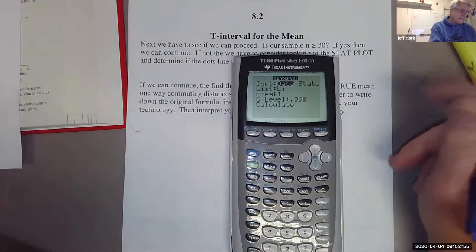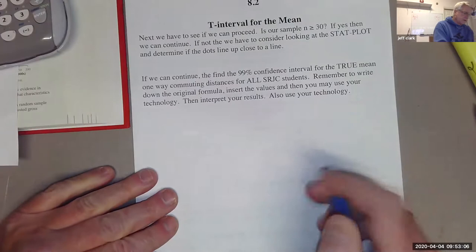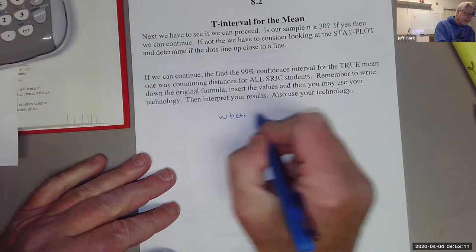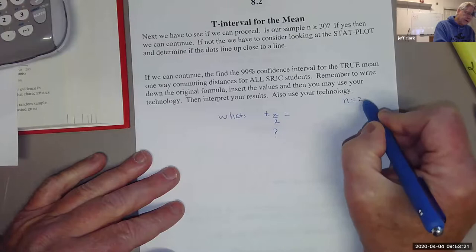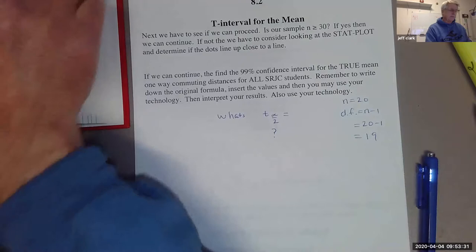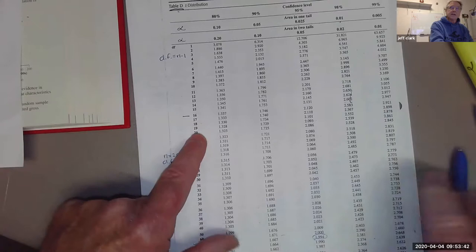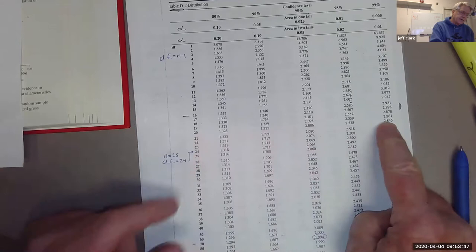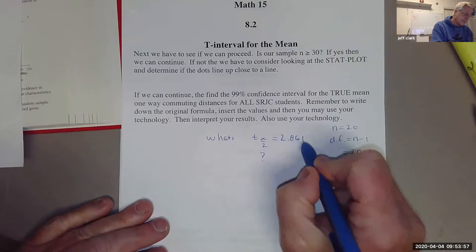What else? Oh, how about the standard score, the t-score, just for interest's sake. What's t sub alpha divided by 2 equal? So remember we had n equals 20. So that means degrees of freedom is equal to n minus 1, which is 20 subtract 1, which is 19. So then you would go to your table. You look for degrees of freedom to be 19, right here. And then let's say you wanted a 99% confidence interval, which is the last column right here. And you would have written down 2.861. If you're asked for it, that's what you'd do.